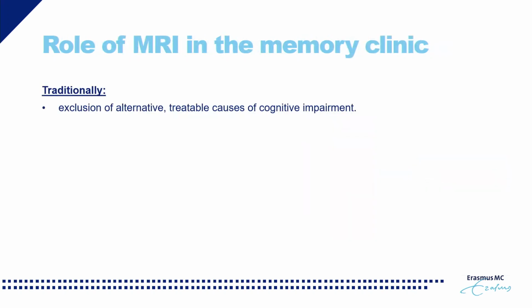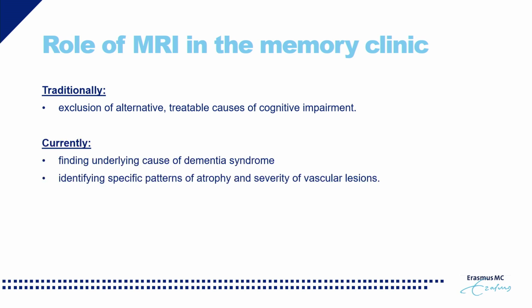To go more into that, I will first take a step back to the traditional role of MRI in the memory clinic. Traditionally, imaging has been used to exclude other causes of cognitive impairment that may be treatable, for example, a stroke. That was the first role of MRI, and in the last decades, the role of imaging became larger, also in finding the underlying cause of the dementia syndrome, by identifying specific patterns of atrophy and finding the severity of vascular lesions in the brain.